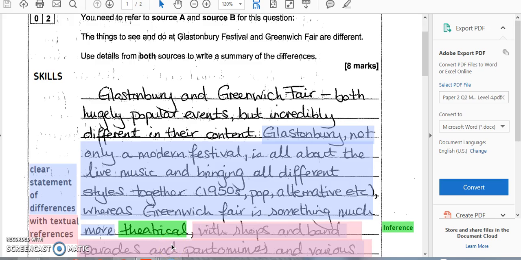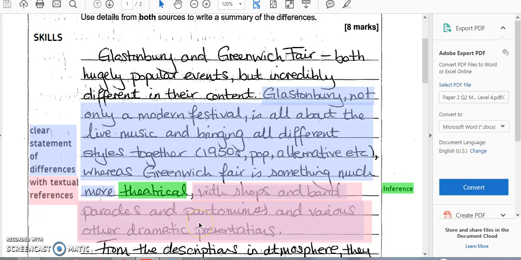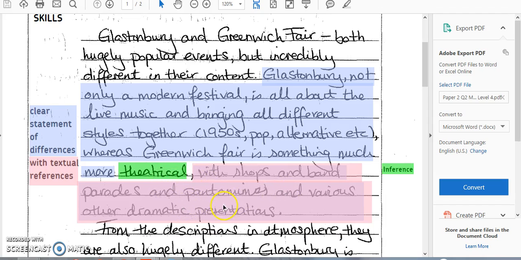You could have even used the word maybe chaotic there, with shops, bands and parades and pantomimes and various other dramatic presentations. Okay, so textual reference backing up that theatrical inference there, really. The parades and pantomimes.